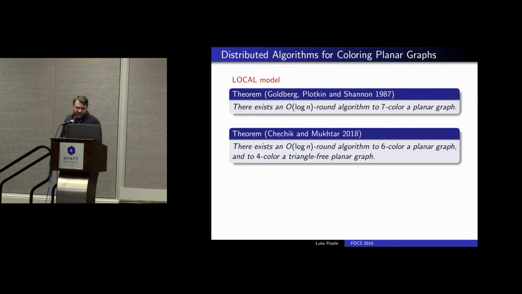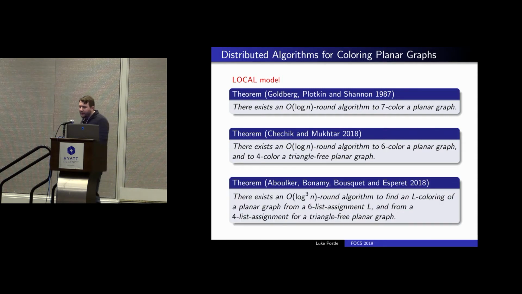And while for 30 years there hadn't been enough progress on this, it turns out last year there were 2 papers. The first one was Chechik and Mukhtar, who showed that you can improve this to 6-color planar graphs in log n rounds. And you can 4-color triangle-free planar graphs. So those are the 2 easy things I talked about before. 7-coloring is really easy, just for structural results. 6-coloring and 4-coloring triangle-free are easy from degeneracy, but they actually found distributed algorithms.